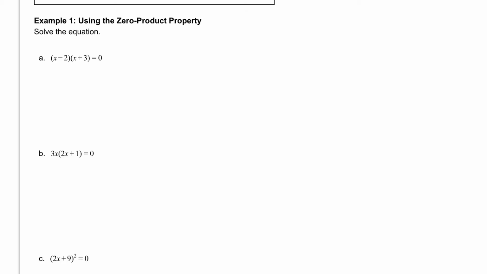So all we need to do here is take the x minus 2 and set that equal to 0, or we can take the x plus 3 and set that equal to 0. One of these two things has to be 0 for the whole left side to be 0. And then we just solve each thing separately.